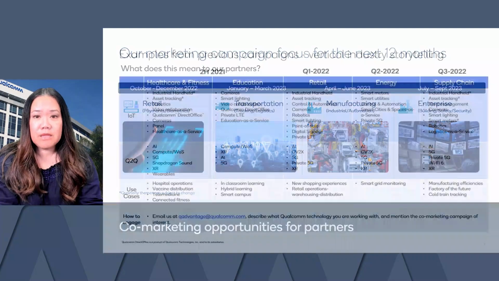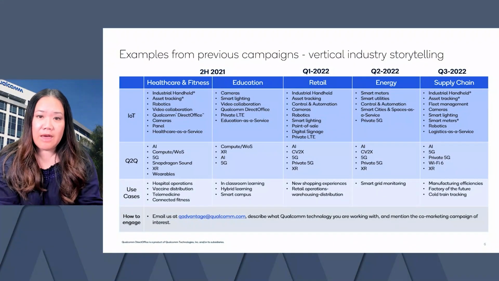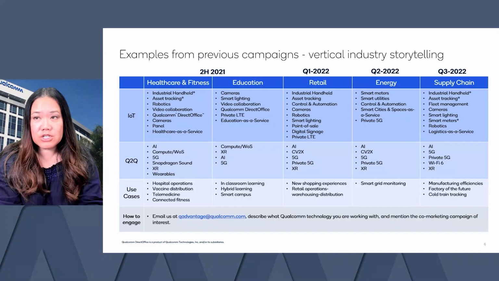campaigns. Here what you see is our example of the quarterly campaigns that we had the previous 12 to 15, or 16 months. And we focused on healthcare and fitness, we had education, we had retail last year, we had energy and supply chain.